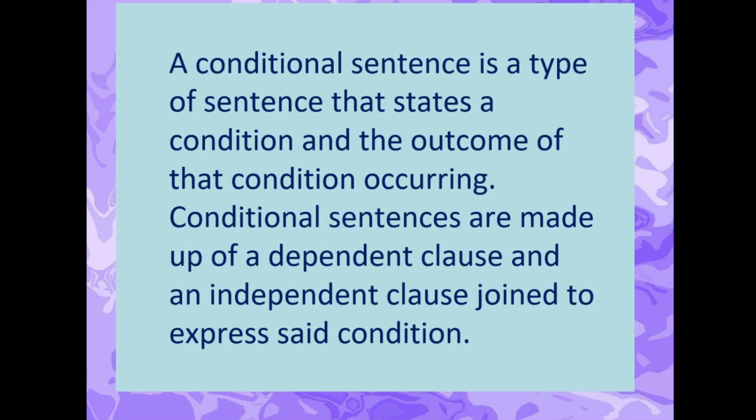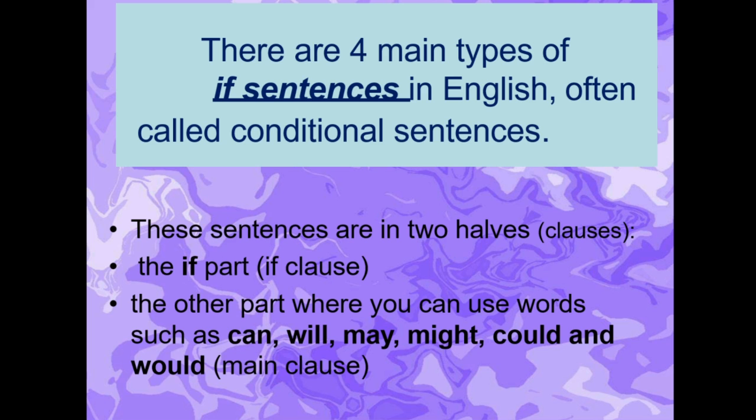So the first clause, our dependent clause, is the if part. I'll show you that later on. And then the other part, where you can use words such as can, will, may, might, could, and would, is our main clause and is also known as our independent clause. Once again, a conditional sentence is made up of two clauses: a dependent clause and an independent clause.